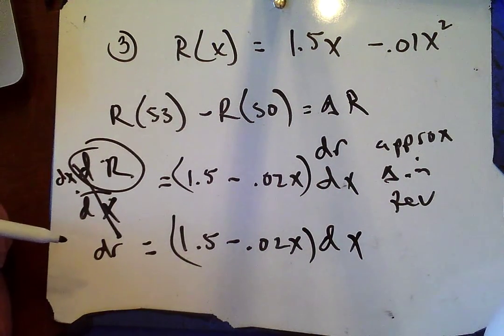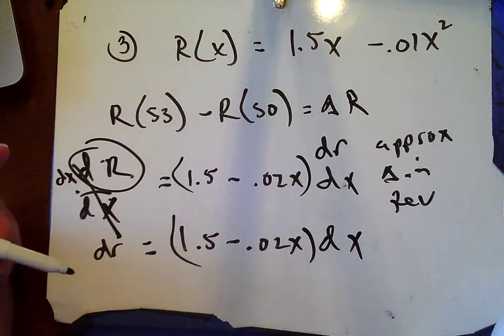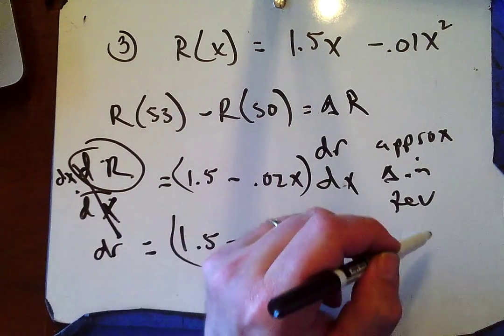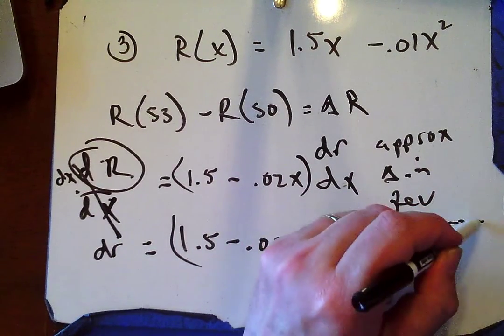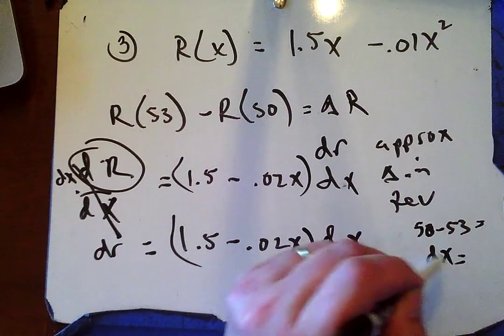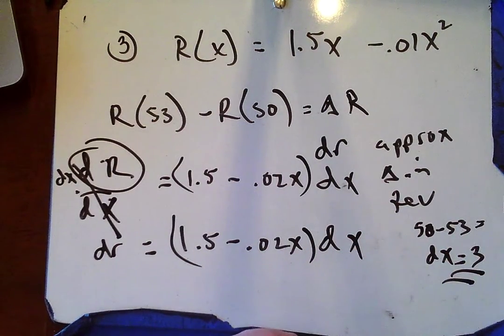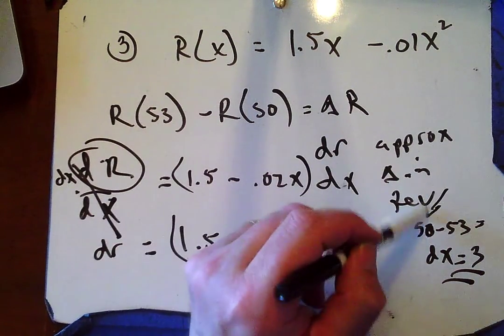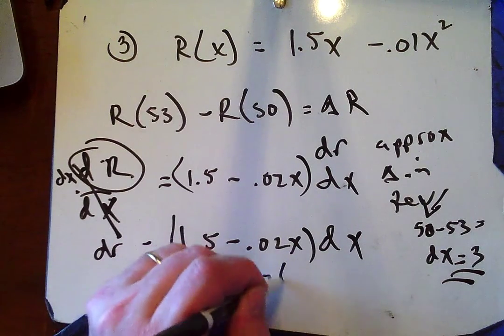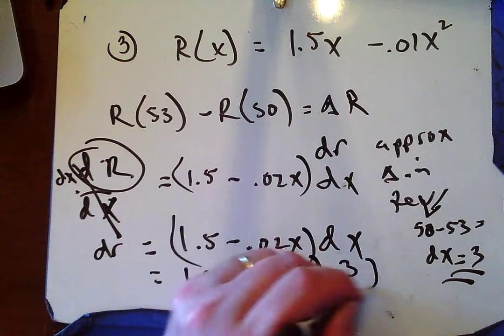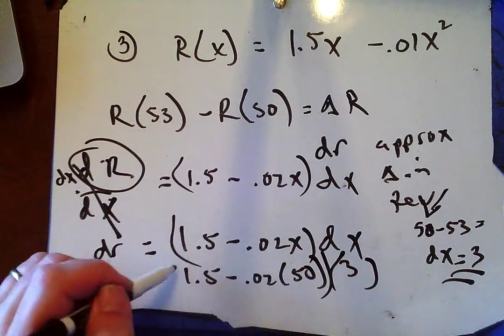Well, what do we know? We know that the change in cost of the pass goes from 50 to 53. So we know that dx, the change in x, is exactly 3. And we would be building this tangent line at this point here at 50, and so I'm going to plug in 50 and a 3. Okay, so let's think about this.